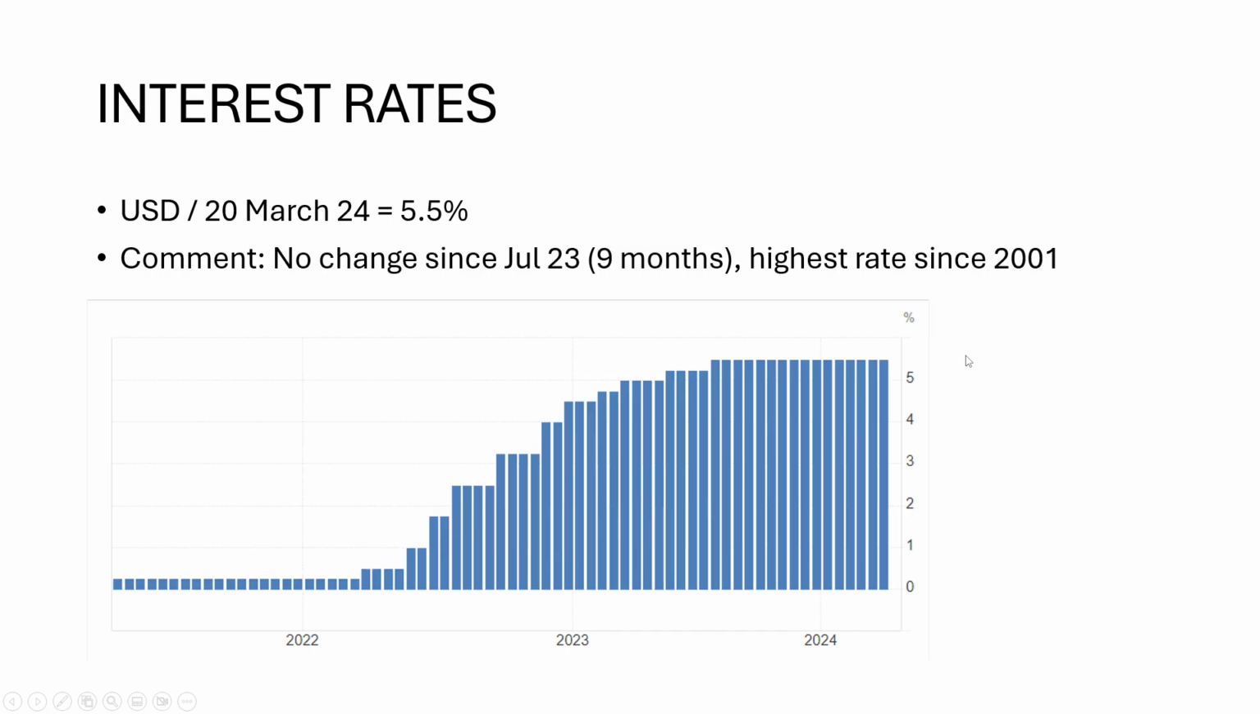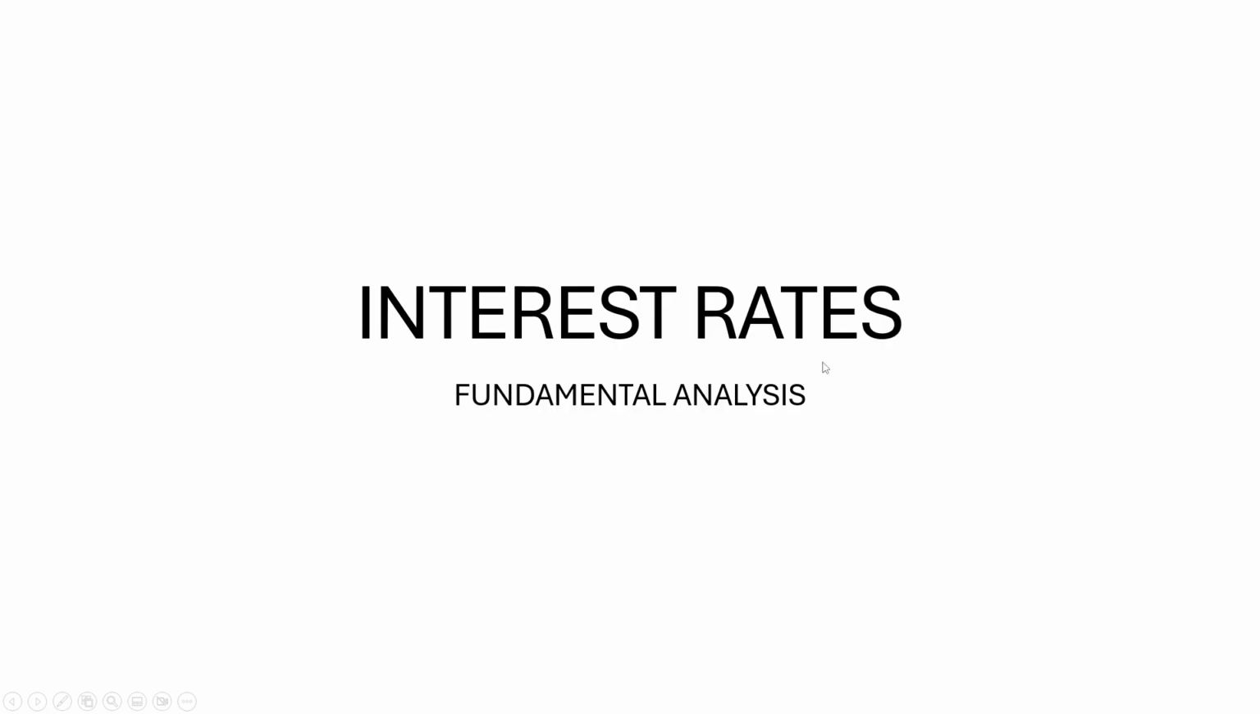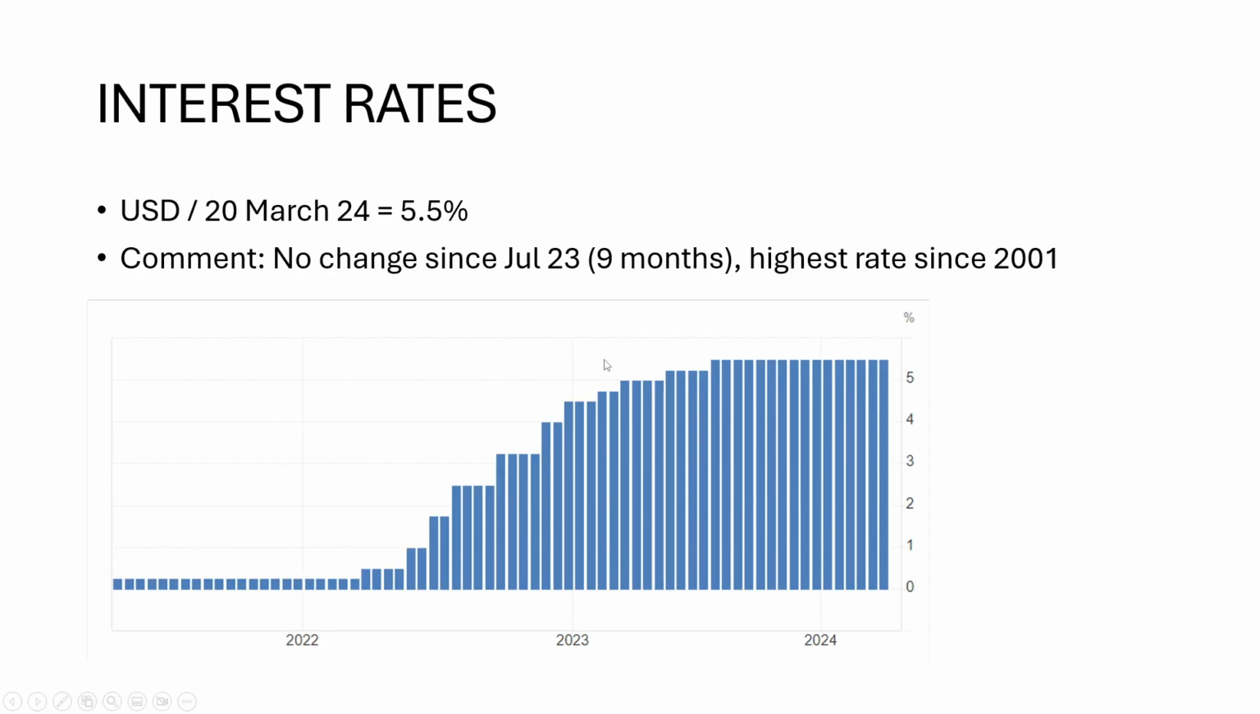Interest rates. This is something I've added from last week. I didn't have this before. Interest rates have increased just to curb inflation. You can see for the last 9 months, the US dollar has not changed. Its interest rate stayed at 5.5, which is the highest rate since 2001. So stubborn inflation is still in the US market.